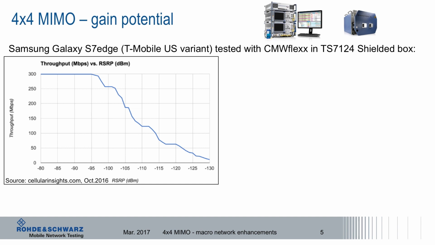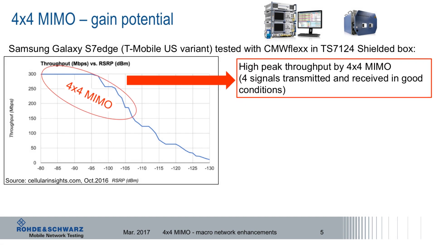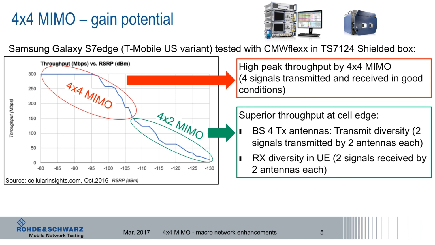And you see from minus 100 dBm downwards, you see the curve is going down. But what is very important is that you see also quite high values for very low coverage values. So first of all, the 4x4 MIMO gain is on the left side of the graph, where you really have these high peak throughputs by using 4 different signals that are transmitted by the base station and received in good conditions by the smartphone. But again, you see as well here the right part of this graph, and this shows more or less the 4x2 MIMO gains.